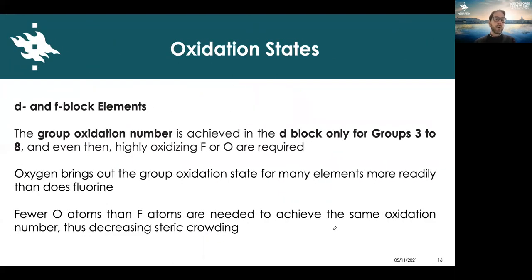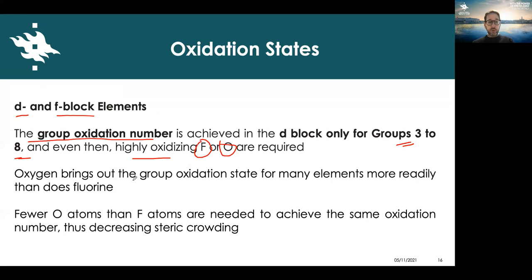All right, now going to the D and F block, so moving away from the main group. Here the group oxidation number is achieved in the D block only for groups 3 until 8. And even then, we need highly oxidizing species to achieve the group oxidation number. These highly oxidizing species are, for example, fluorine and oxygen.